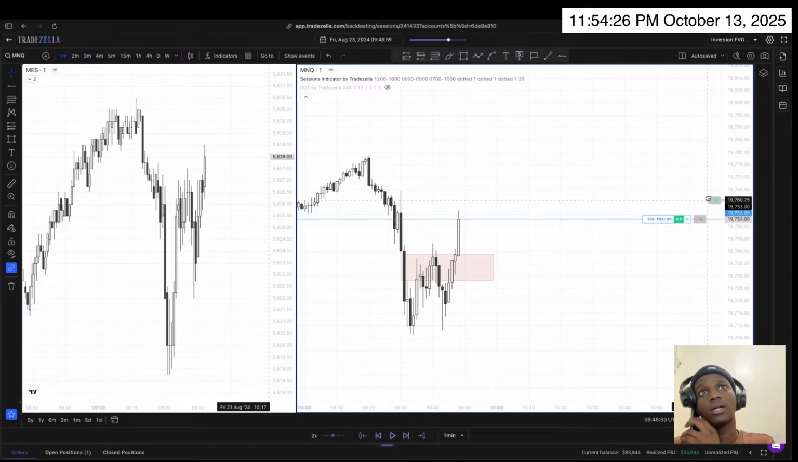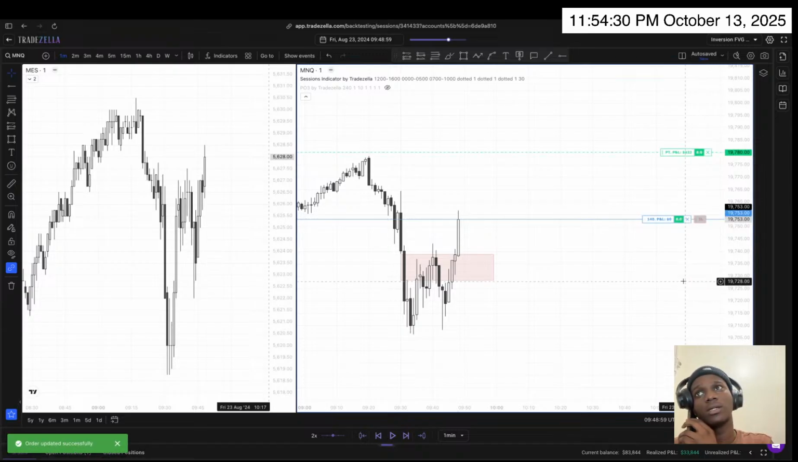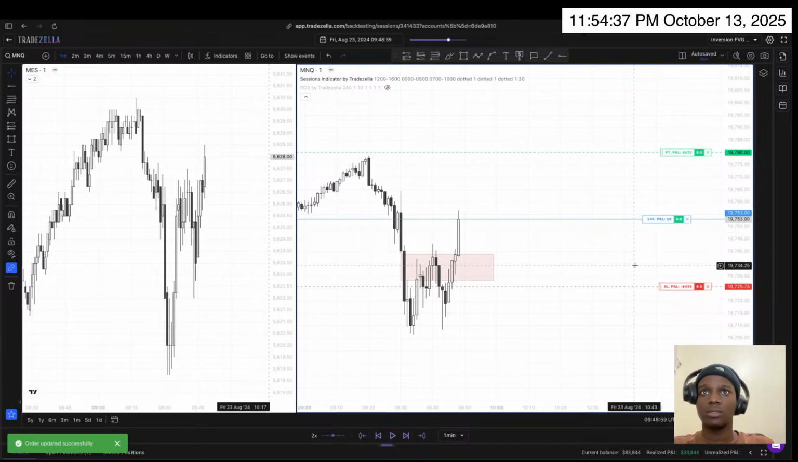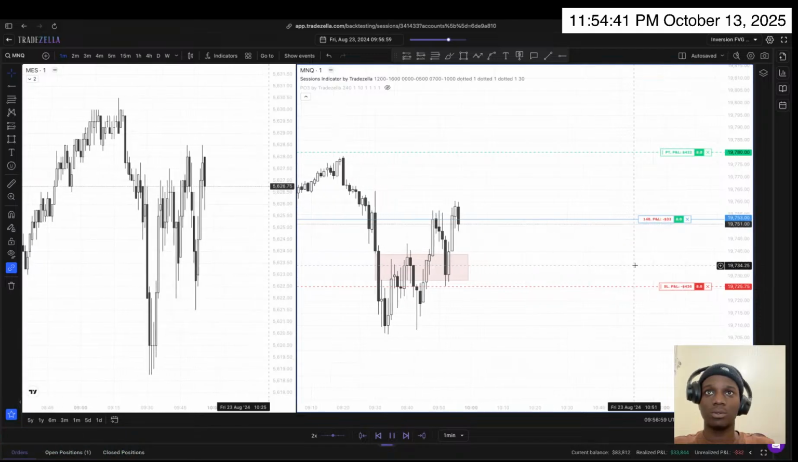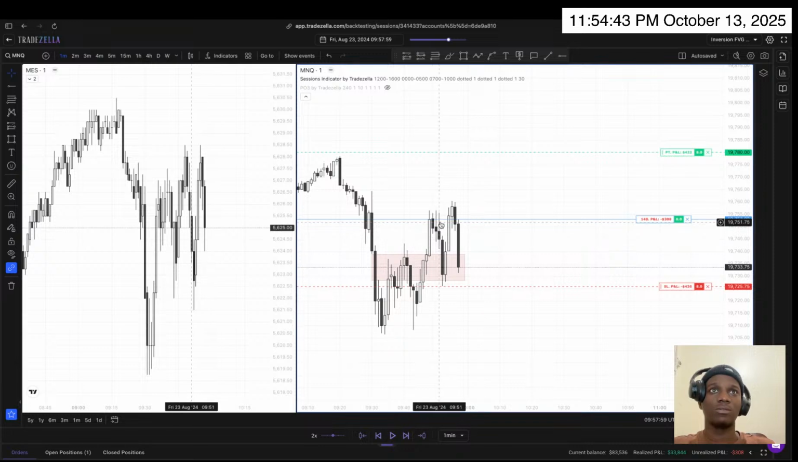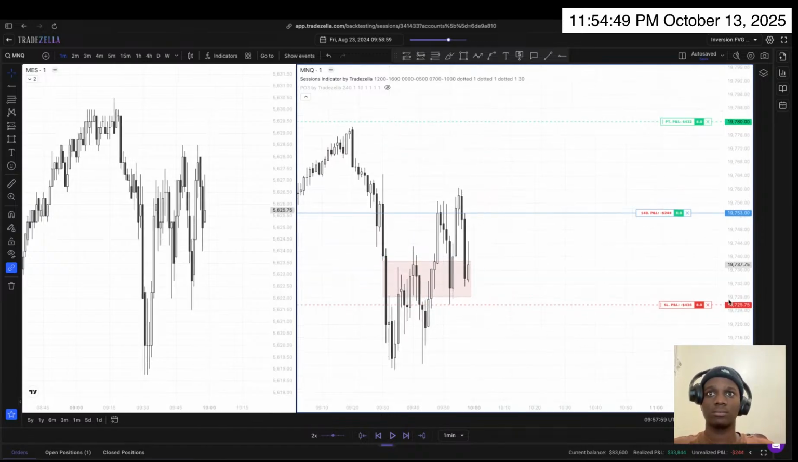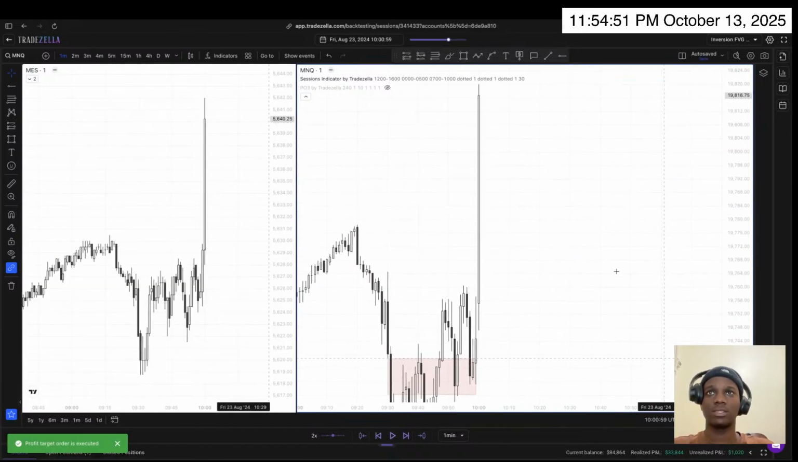Okay, no damage. Right. Alright, now this is a small one to one. Let's see if it hits. Whoa. Very close to stop loss. Take profit hits.